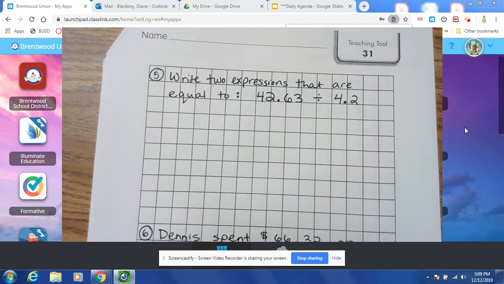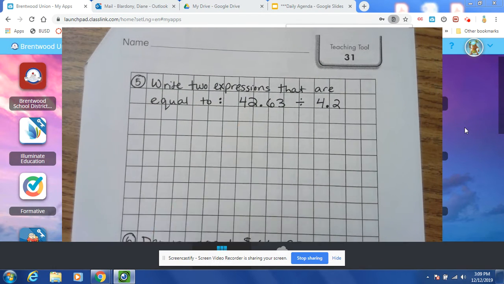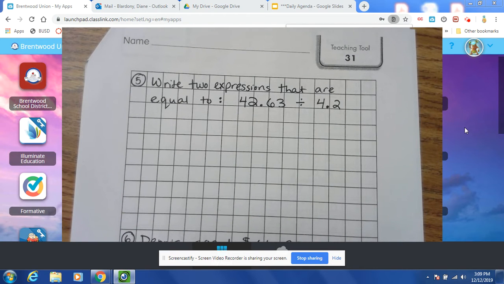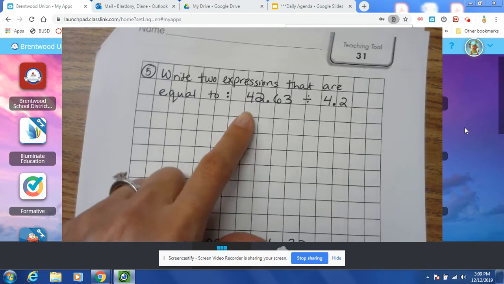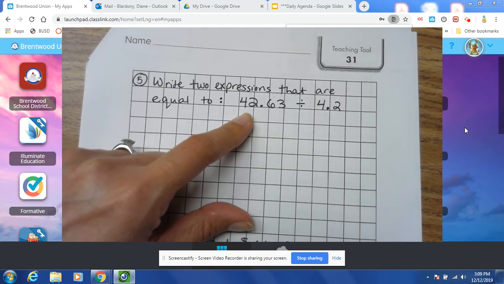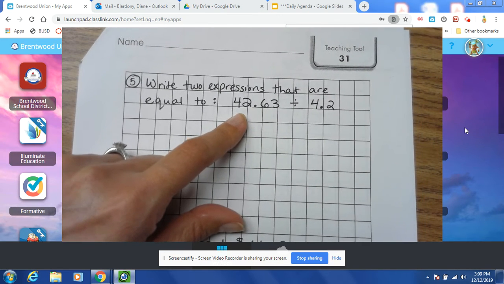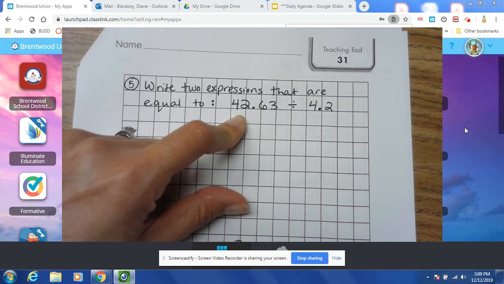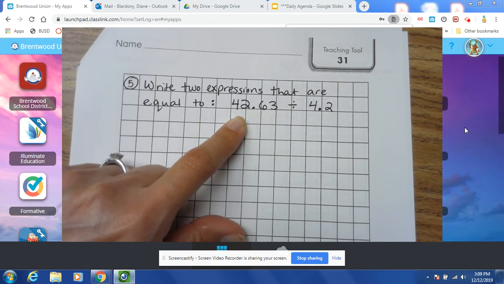So here we go with equivalent expressions, right? So here was this practice that we've been doing. I have 2 numbers. It says write 2 expressions that are equal to these 2 numbers. You can multiply them each by 10. You can multiply them each by 100. You can divide by 10. You can divide by 100. You can divide by 1,000. You get the idea, okay?